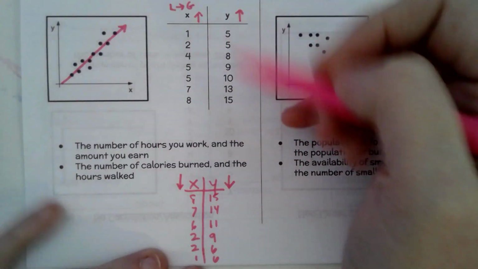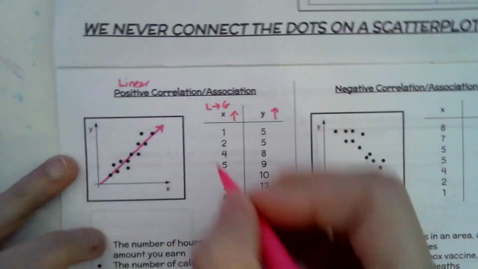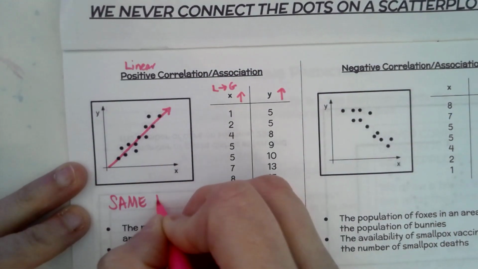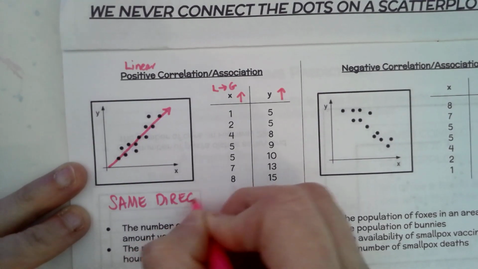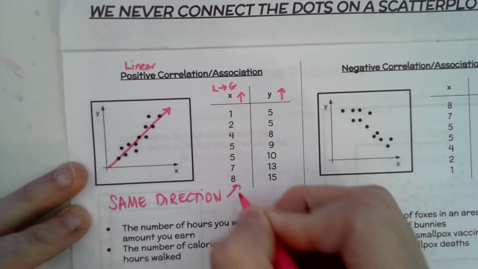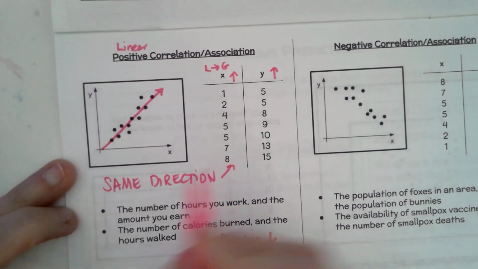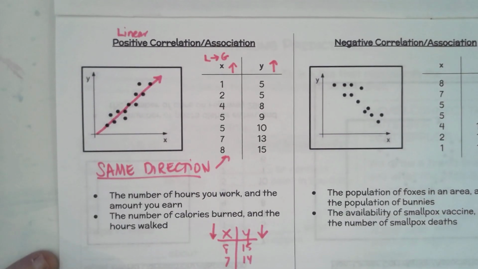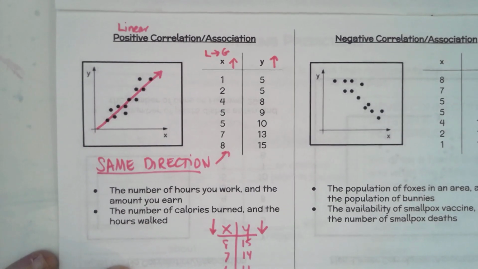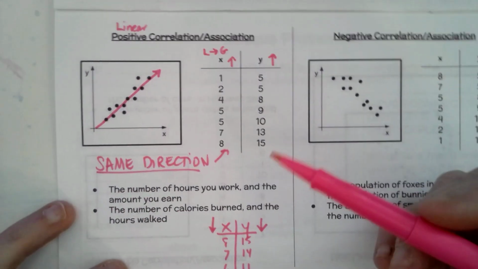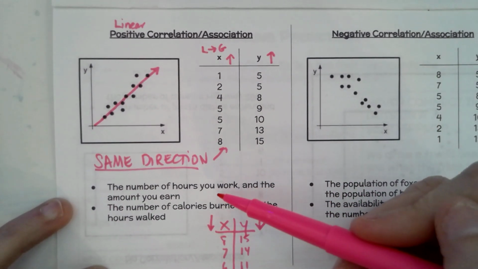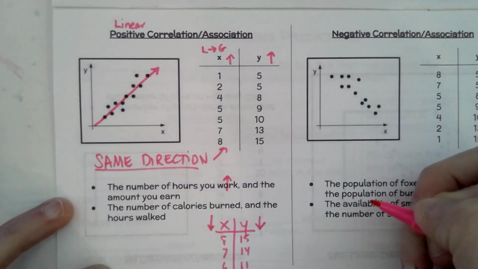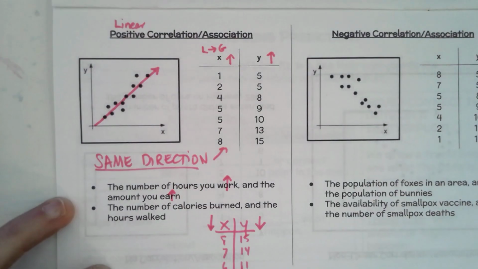So if they're going in the same direction, for the table, it's a linear positive correlation. Now, if I look at a statement, the number of hours you work and the amount you earn. If I work more hours, I'm going to earn more money.